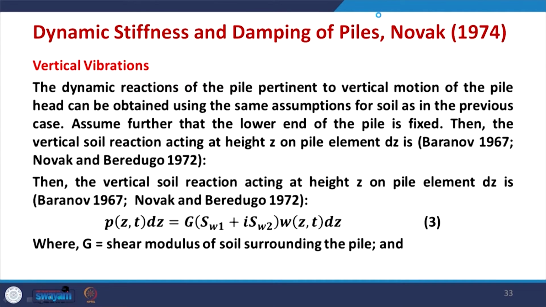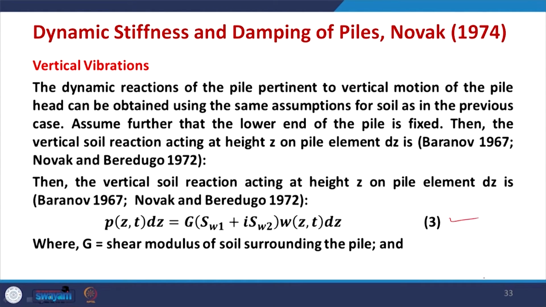Novak also continued with the vertical vibration. The dynamic reaction of the pile pertinent to vertical vibration motion of the pile can be obtained using the same assumptions for soil as in the previous case, that is the same as for horizontal vibration, and assuming further that the lower end of the pile is fixed. Then the vertical soil reaction acting at height z of the pile element dz is given by Barnow and Novak and Bardugo in 1972. So, this is equation number 3.